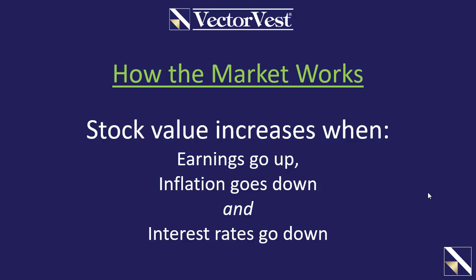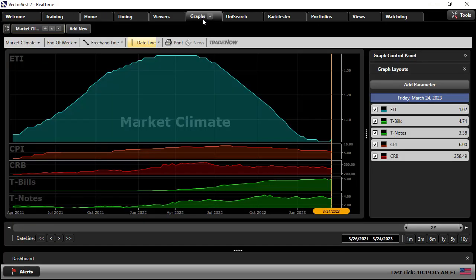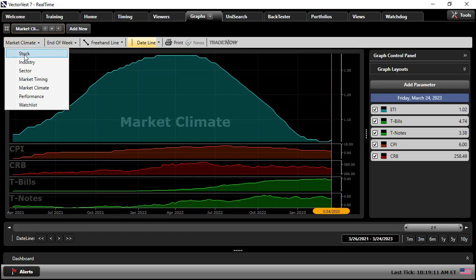And so to do that, I want to take us into the VectorVest program and we're going to go into a market climate graph. So when I choose graphs, I have my market climate graph set up. Click here to find the market climate graph. And you can set up your graph here.